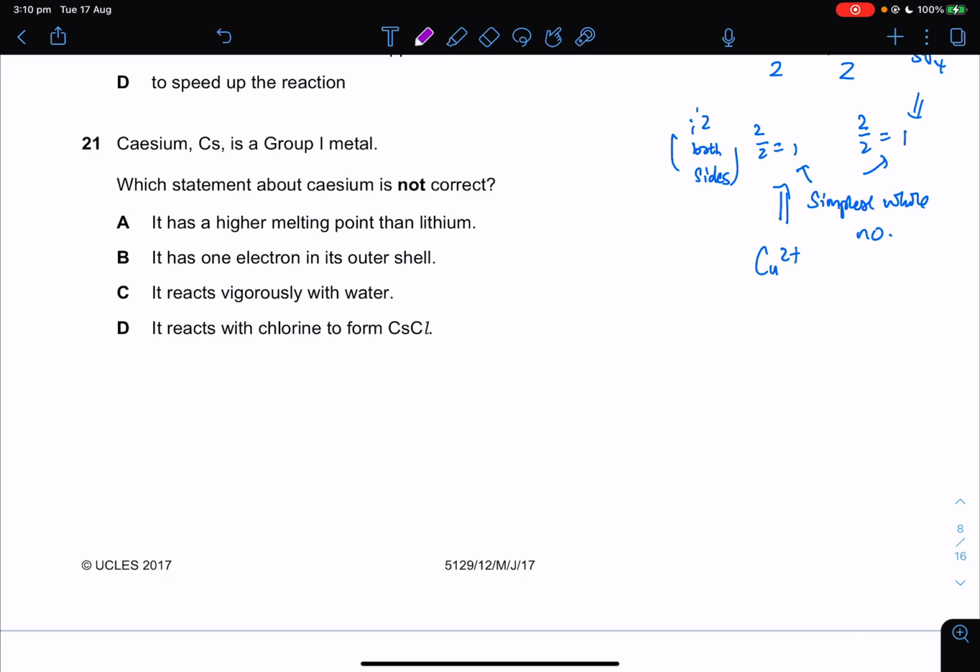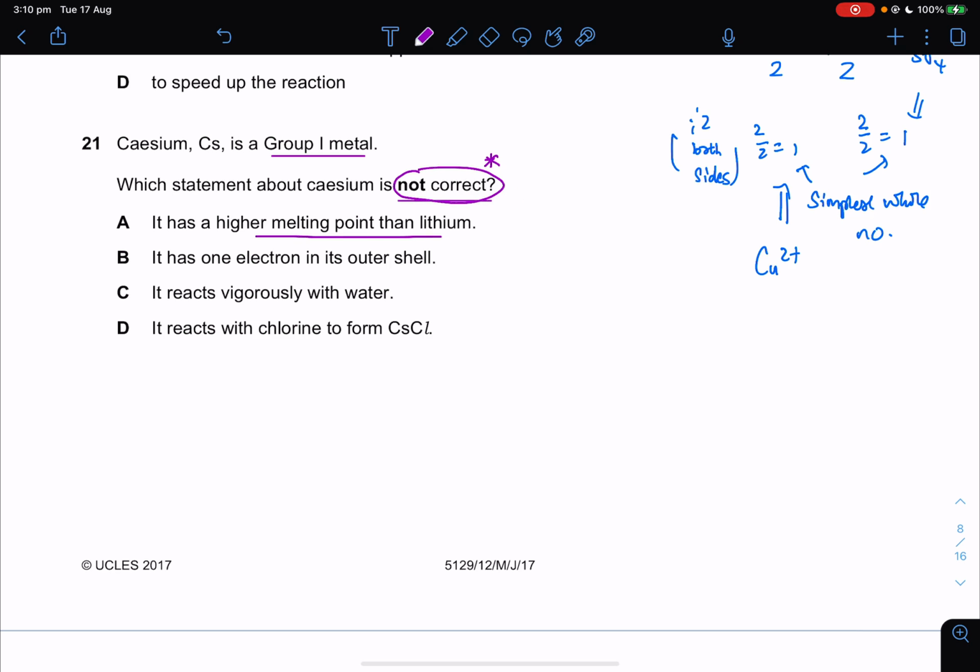Question 21, cesium is a group 1 metal. So which statement about cesium is not correct? So we need to read this very carefully, not correct. If you think you read it correctly the first time, read it again and make sure that you are reading it not correct, okay? So let's see what we can do.